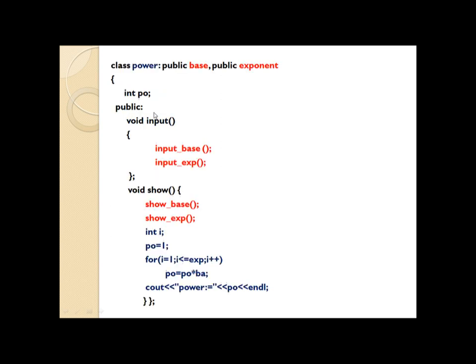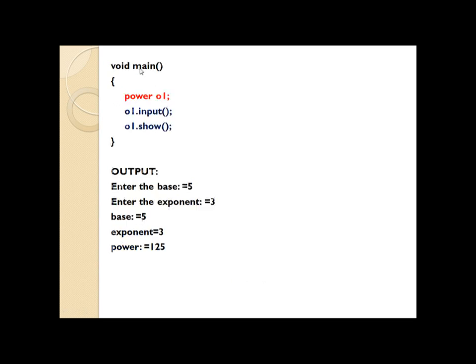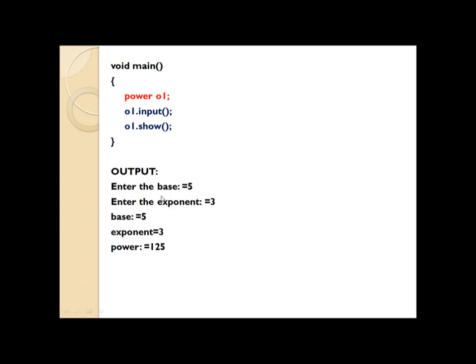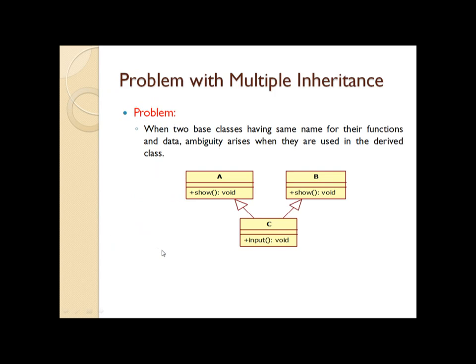And in the main function we are simply declaring the object of power class. So this is the object of power class, and using this object we are accessing the input and show operations, which are given here and here. And for the output, if the base is 5 and the exponent is 3, then we will get 5 to the power 3, that is 125.